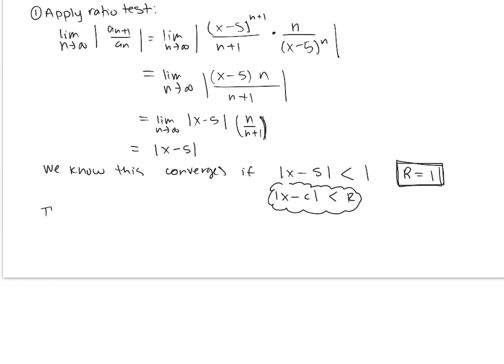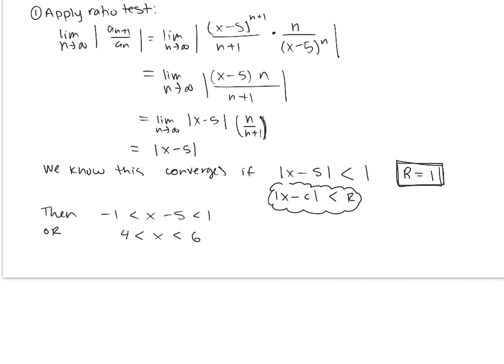Okay, so then, do you agree that x minus 5 being less than 1 is the same thing as it being in between -1 and 1? Do you buy that? Okay, and then solve that for x, by adding 5 to every side, right? So you get x is in between what and what? 4 and 6.